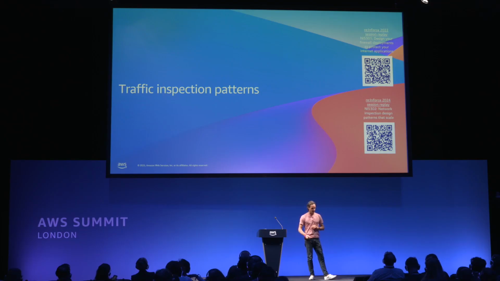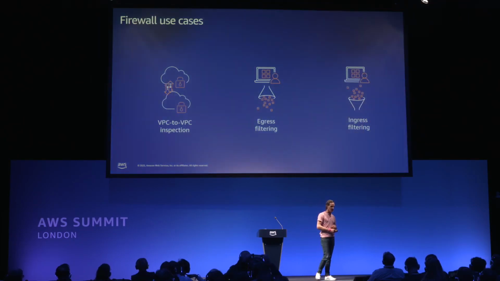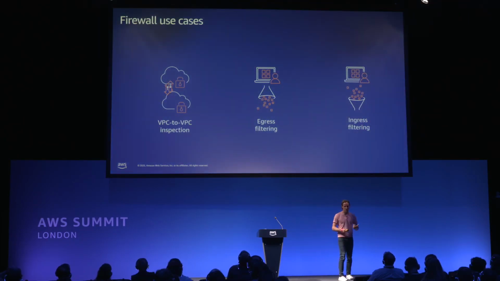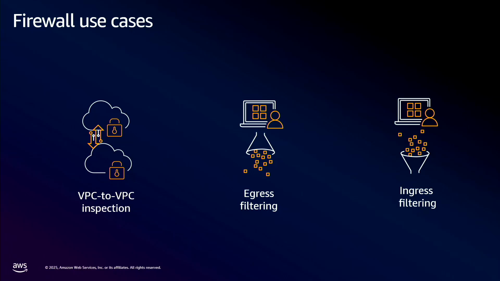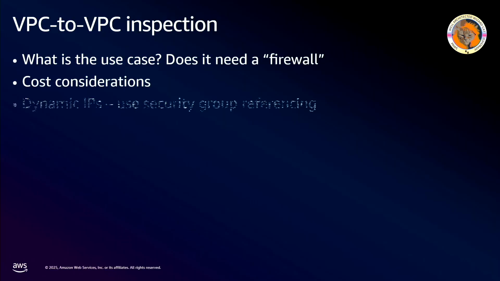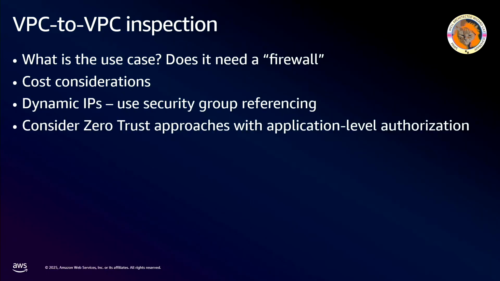Traffic inspection patterns. Three things to think about here: VPC to VPC inspection, egress filtering, and ingress filtering. So flows out, flows in, and between, east-west if you like. What I like to say on VPC to VPC inspection is consider whether you need it, okay? Adding firewalls into the flow adds complexity and cost and an overhead. So definitely it's an architectural decision as to whether you actually need to do that.